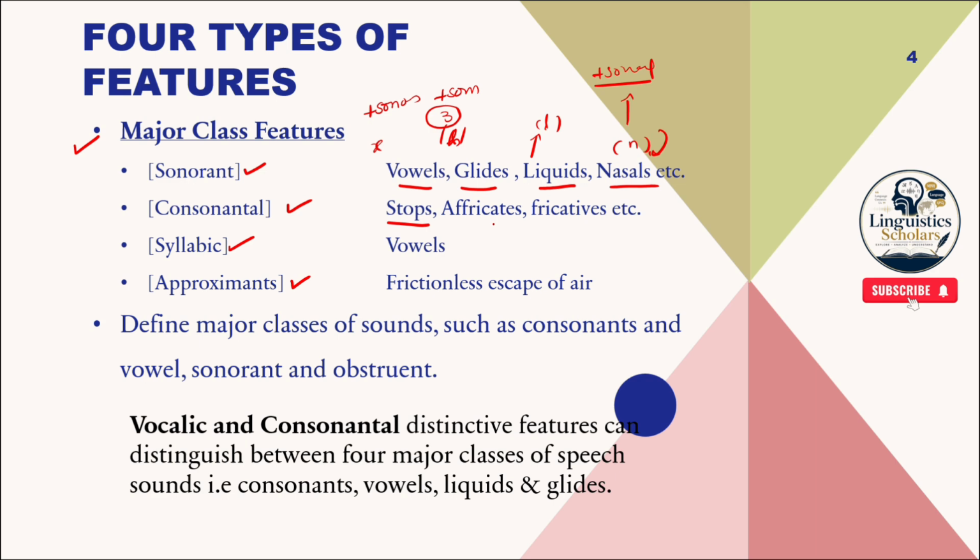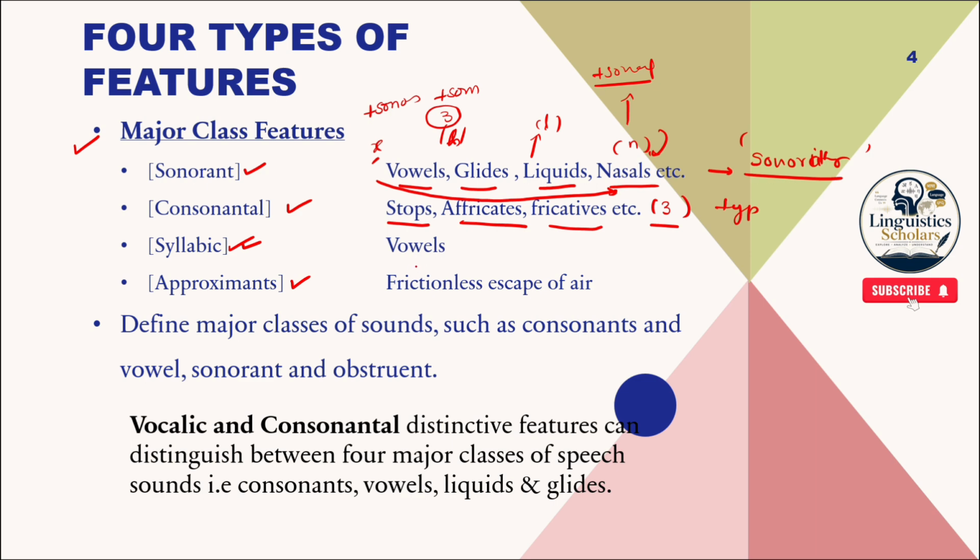These are nothing but stops, affricates and fricatives. Only we have three types of consonantal sounds. And as you look here, the sonority from this side to here increases. In the next class, I'll discuss what is sonority, so that you'll get clear about this.